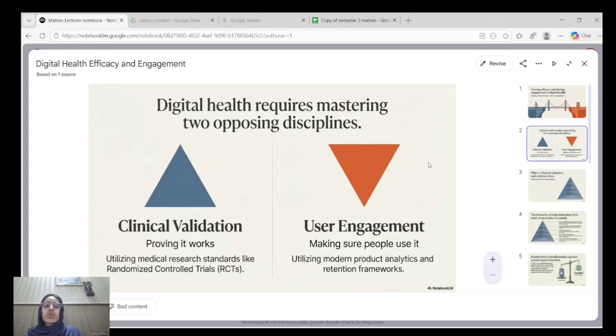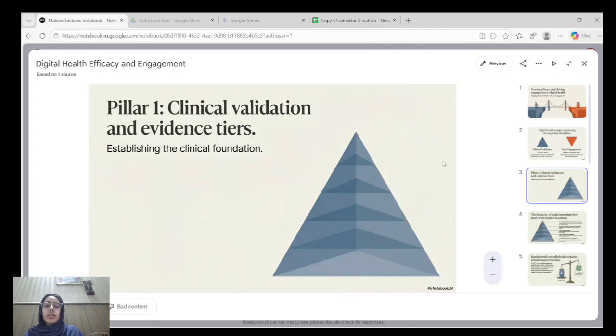Software developers use these frameworks to keep you hooked on social media. We have to do marketing. We are going to learn how to use them to keep patients hooked on their own health. Both things are important. Let's dive into pillar one, that is clinical validation and evidence tiers.